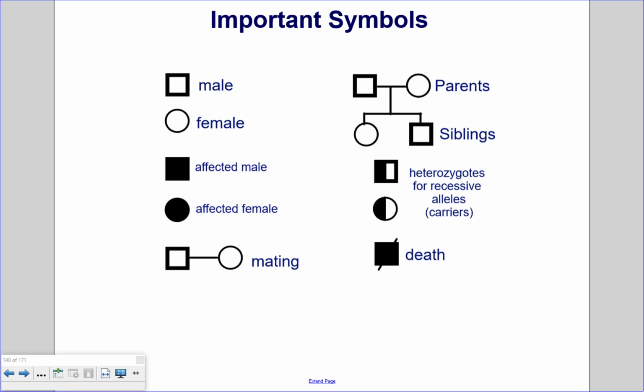Important symbols in pedigrees. A square is a male, a circle is a female. If the square or circle is blank, the individual does not possess the trait. They are not affected by the trait. If the square or circle is shaded, then the individual is affected by the trait and they do possess the trait.